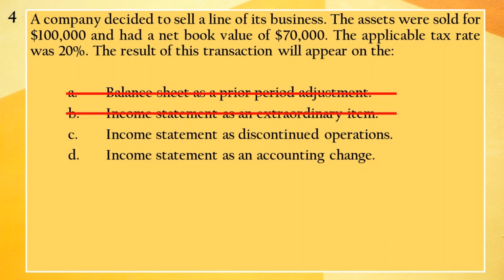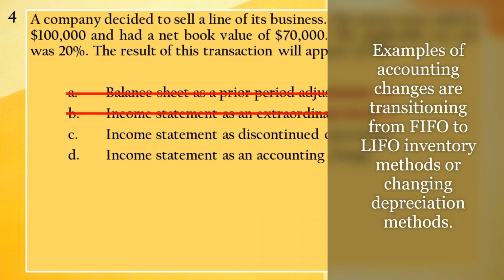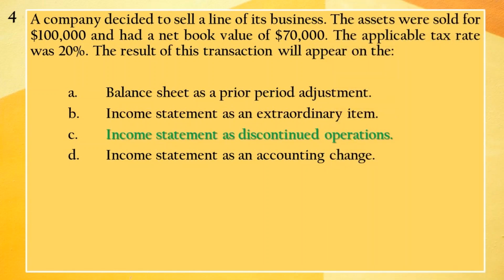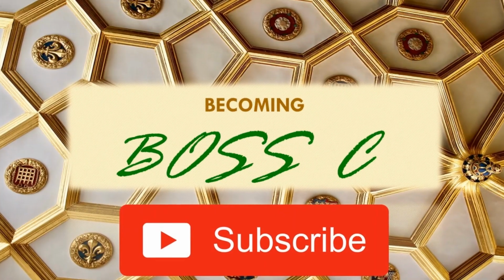D, income statement as an accounting change. So accounting changes could be like going from FIFO to LIFO accounting, or going from GAAP to cash basis or accrual basis. So we know that's not an accounting change. So C, income statement as discontinued operations, is in fact the answer.